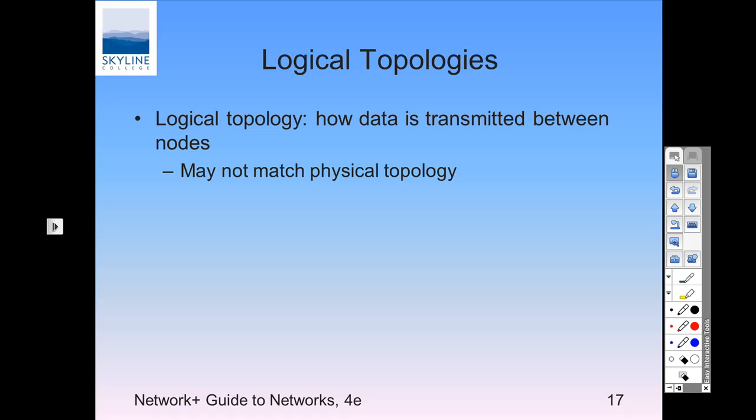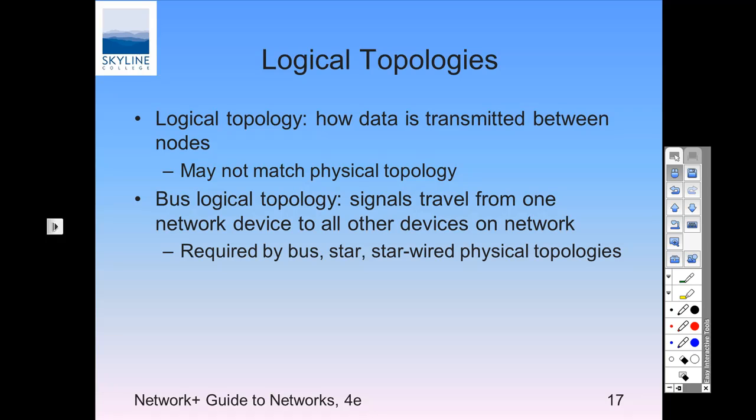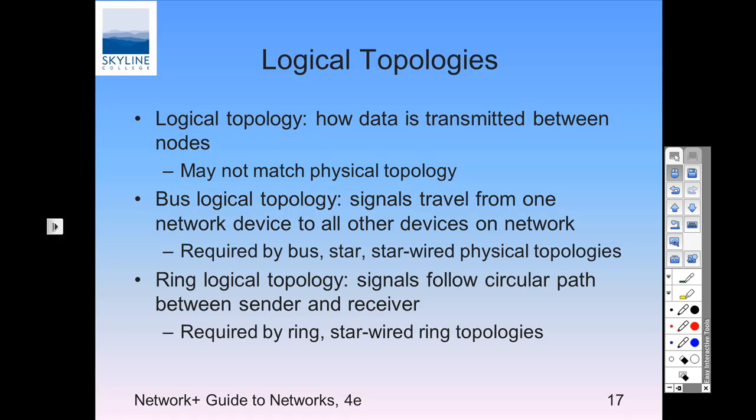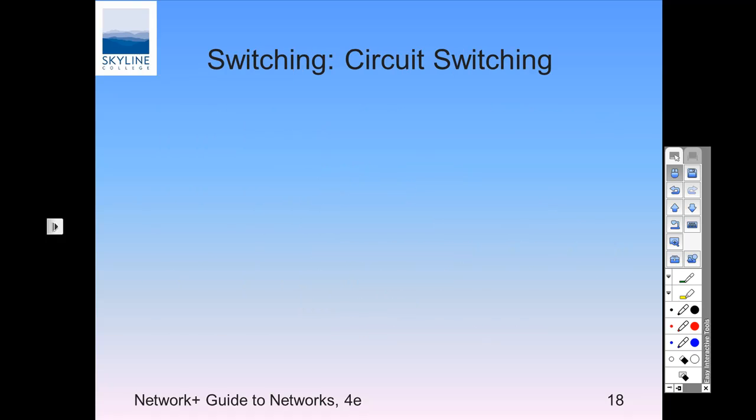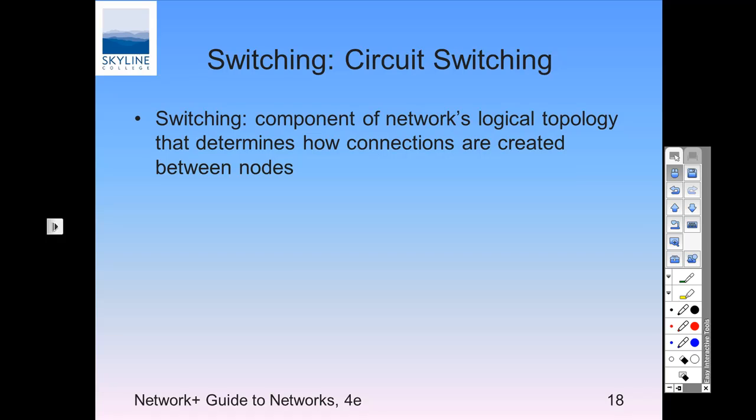Logical topologies may not match the physical topology. Probably have said that enough. The logical topology, the logical bus, the physical star. The two logical topologies that we've talked about are bus and ring. Physical topology is, I'm going to give you the question for the right answer, star, right? And those are the things that we've talked about. Circular path, hopefully we've done that.